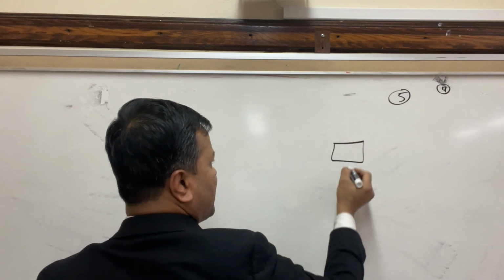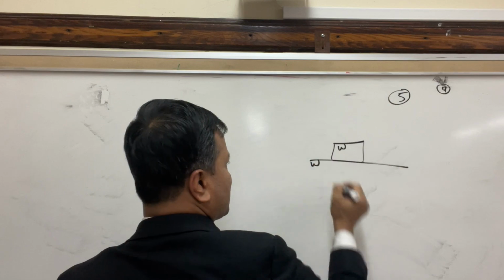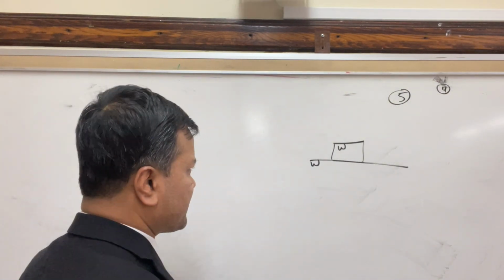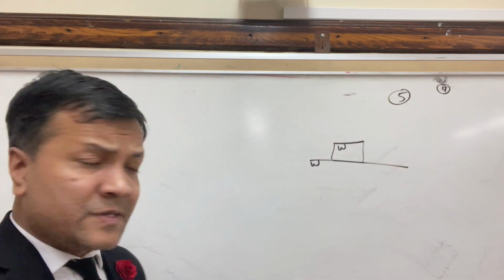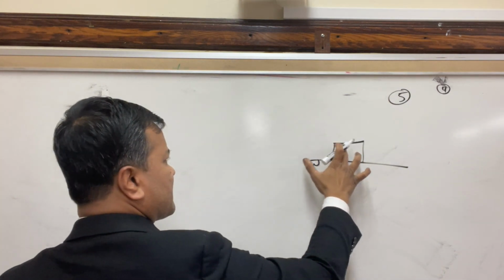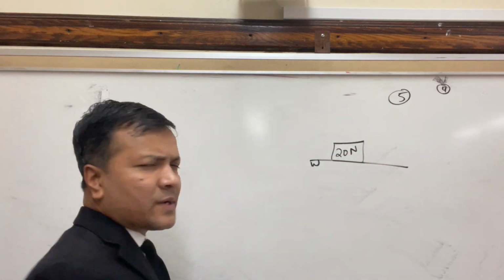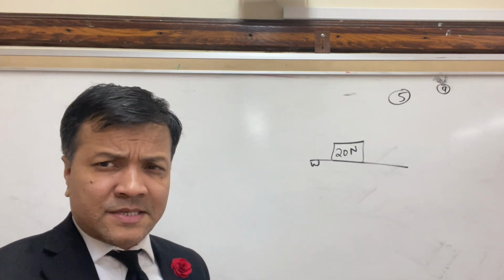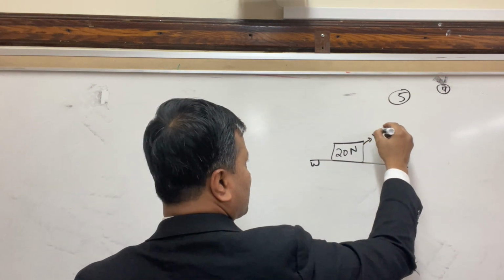Problem number 5 is again just like problem number 4. Why? Because this is again wood on wood. So this is wood and this is also wood. Whenever something is wood on wood, it is straightforward: you just look at the reference table and you see it right there. However, instead of giving you 2 kilogram, I give you 20 Newton, all right? When I give you 20 Newton, that means I give you 2 kilogram. You understand that?